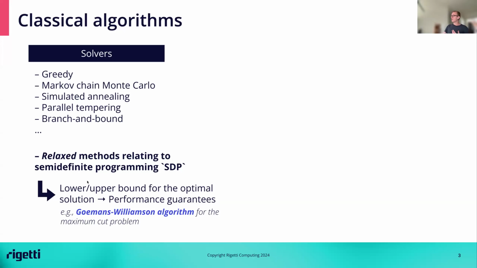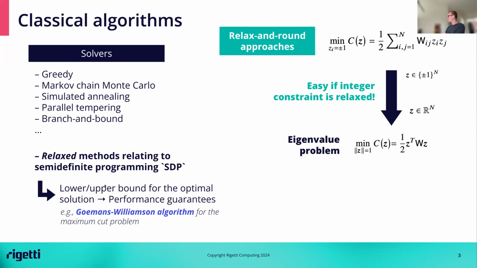So what do we mean by a relaxed method? I'm giving here a very simple example. We have our objective function defined over n discrete variables. And if we relax the domains of those variables to, let's say, real numbers, then the objective function is easy to solve. This is just an eigenvalue problem where one needs to find the leading eigenvector of the adjacency matrix W. And we know how to do that efficiently.